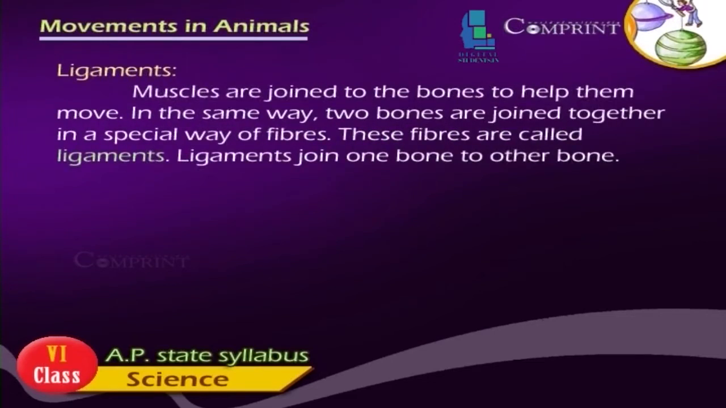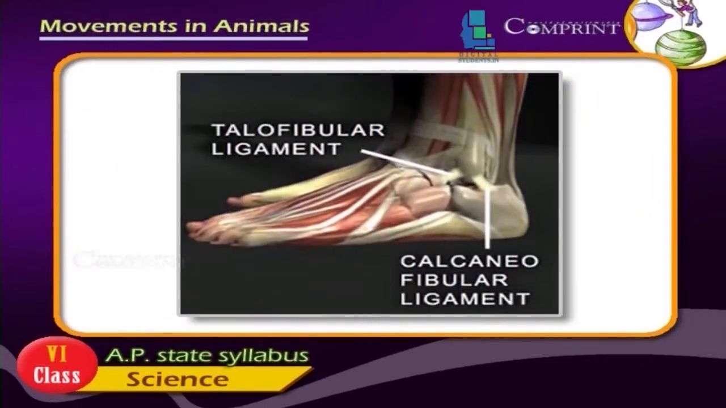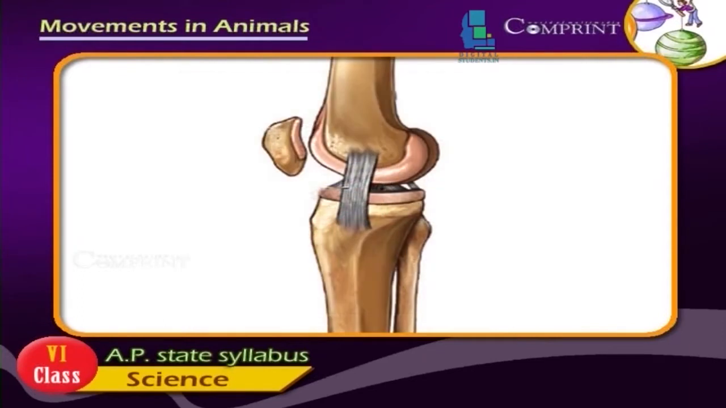Ligaments. Muscles are joined to the bones to help them move. In the same way, two bones are joined together by special fibers. These fibers are called ligaments. Ligaments join one bone to another bone.